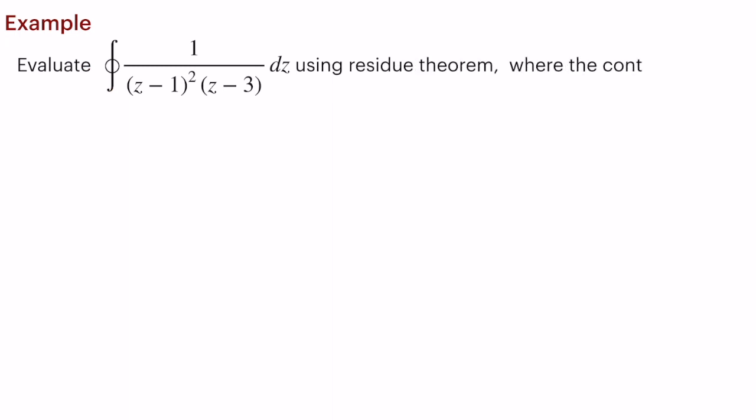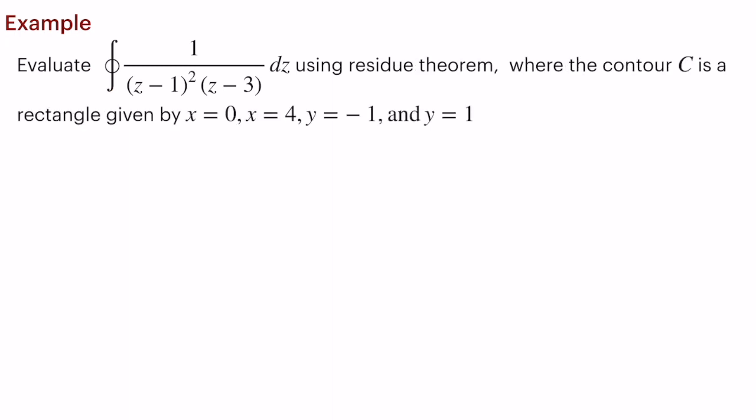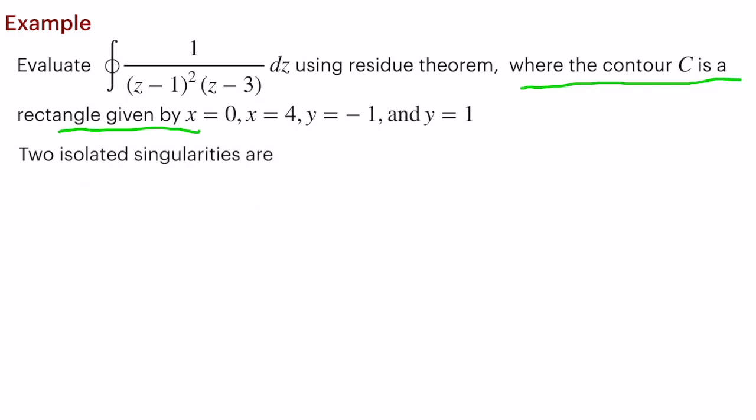So take an example where we have to compute the integral using the residue theorem. Let us evaluate the contour integral of the function 1 by (z minus 1) squared times (z minus 3) dz using the residue theorem. The contour C is given as a rectangular box from x equal to 0 to x equal to 4, and y equal to minus 1 to y equal to 1. We have an isolated singularity at z equal to 1, a second order pole, and at z equal to 3, a simple pole.